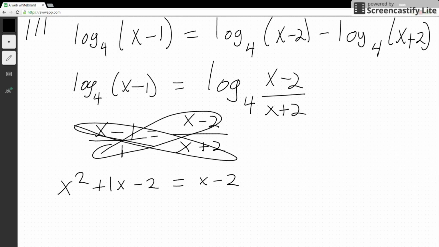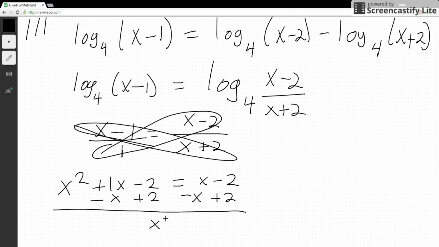And so it's a quadratic, so I'm going to set it equal to 0. This actually came out pretty nice. And then x squared equals 0. So we'll take the square root of both sides and x equals 0.